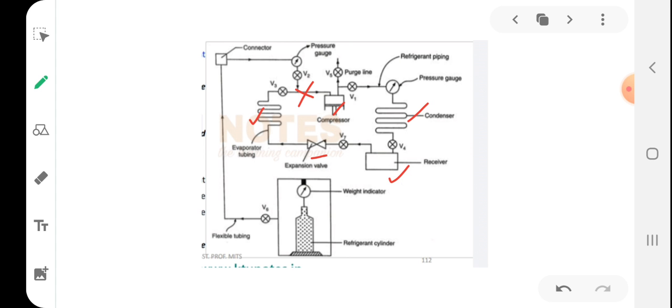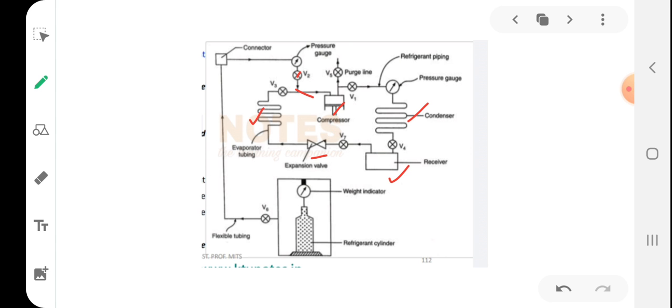Okay, at this point. So we have a refrigerant cylinder available, where the refrigerant is pressurized inside a cylinder, and this cylinder is connected with a connector to the inlet of the compressor. So there will be a number of valves which can be used to regulate or control the flow. So there will be a valve here. These V1, V2, V3 are all valves.